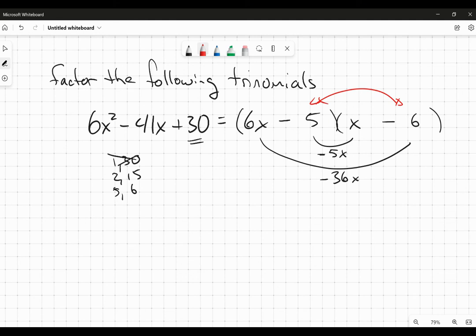So this was a challenging question, okay? But what we're seeing here is the factorization that I'm looking for: 6x minus 5 and x minus 6.